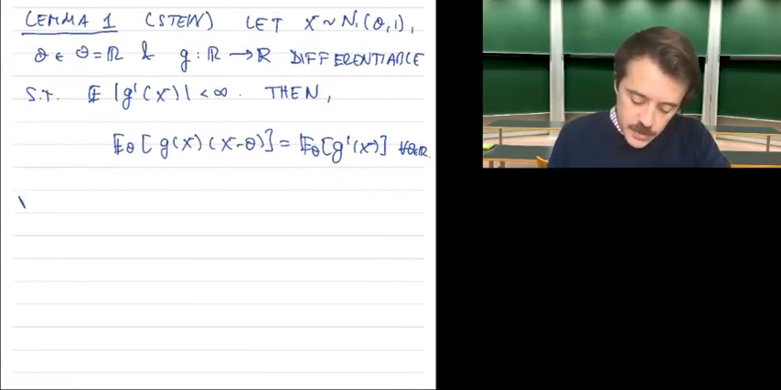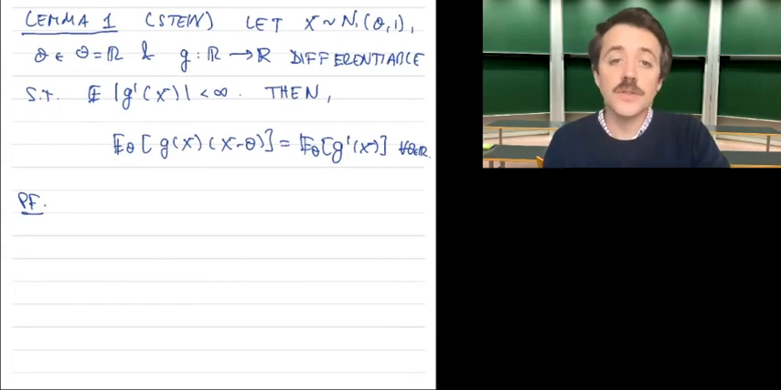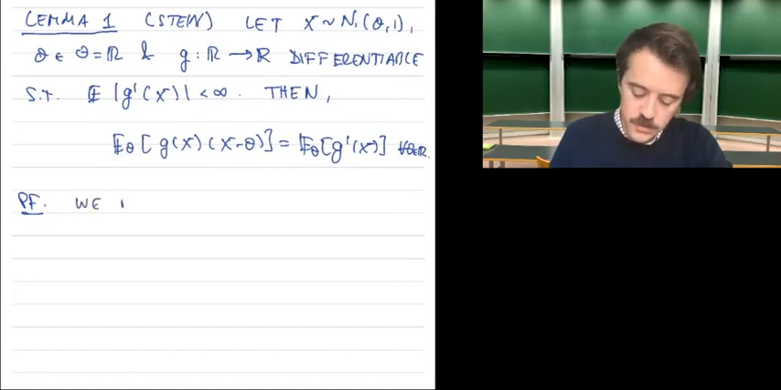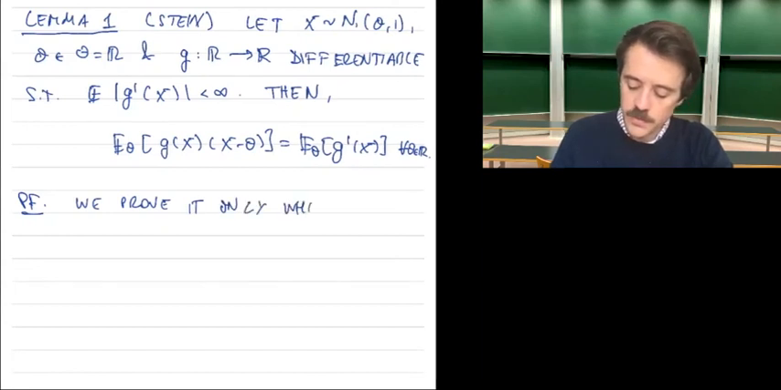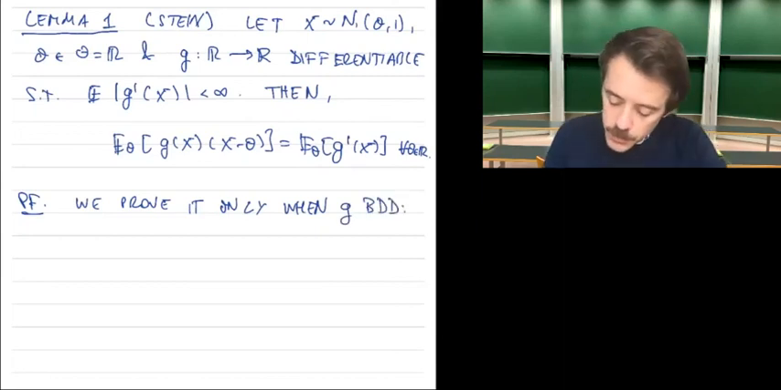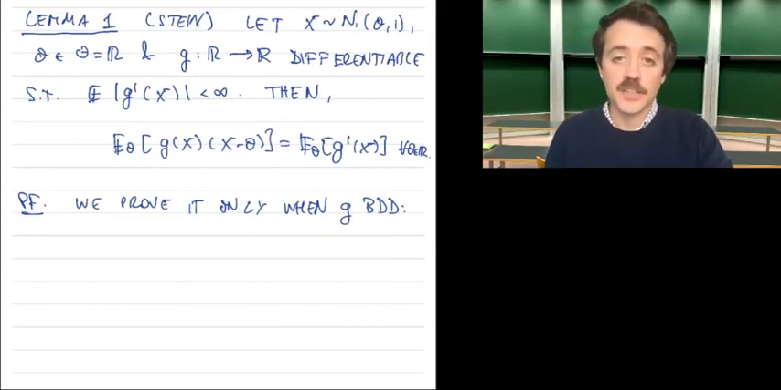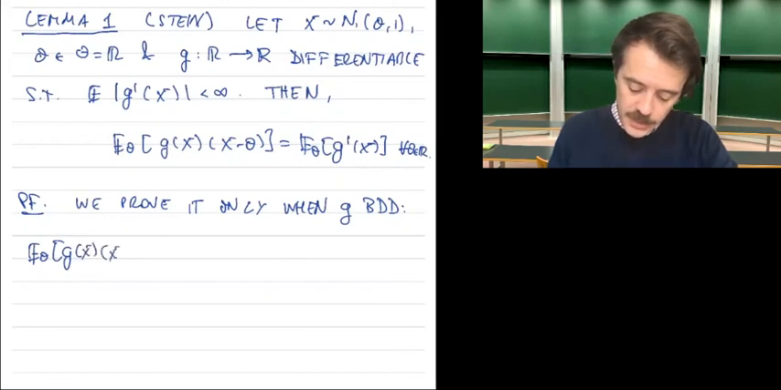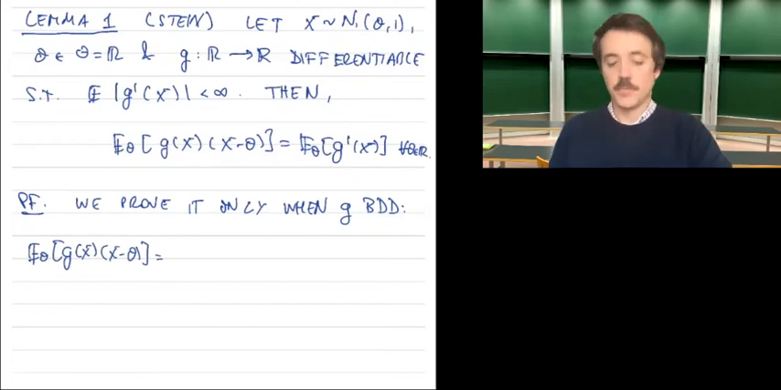Okay. So let's prove this. We prove it only when g is bounded, just for simplicity. And proving it for when g is bounded is essentially integration by parts. It's really nothing else than that. So how does the proof go? Well, you just take the quantity that we're interested in, and write it out using the PDF of the normal distribution.